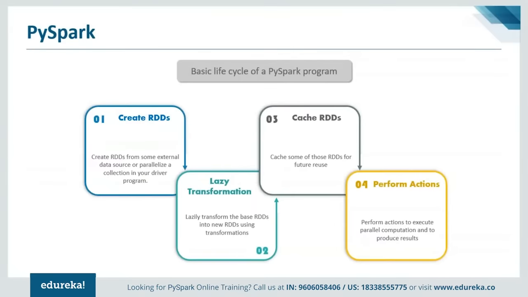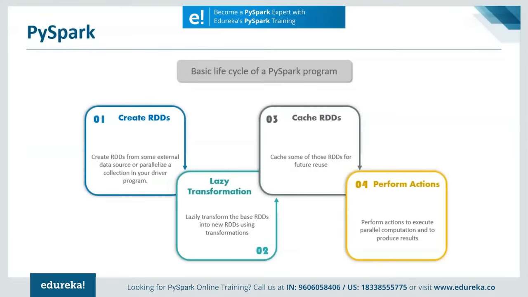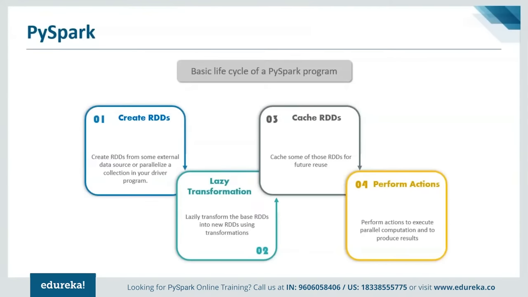Now, to give you a basic insight on how a Spark program works, I have listed down its basic lifecycle phases. The typical lifecycle of a Spark program includes creating RDDs from external data sources or parallelizing a collection in your driver program. Then we have the lazy transformation, you know, lazily transforming the base RDDs into new RDDs using transformation, then caching a few of those RDDs for future reuse, and finally performing action to execute parallel computation and to produce the results.